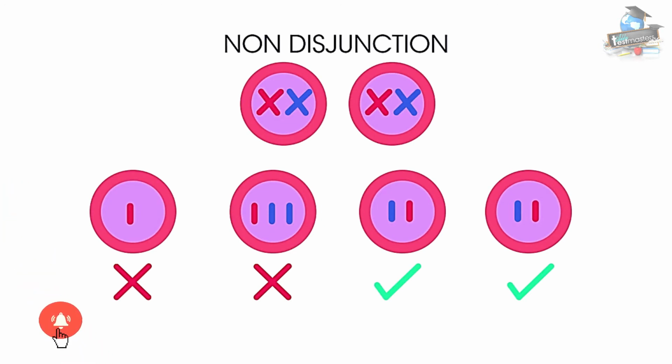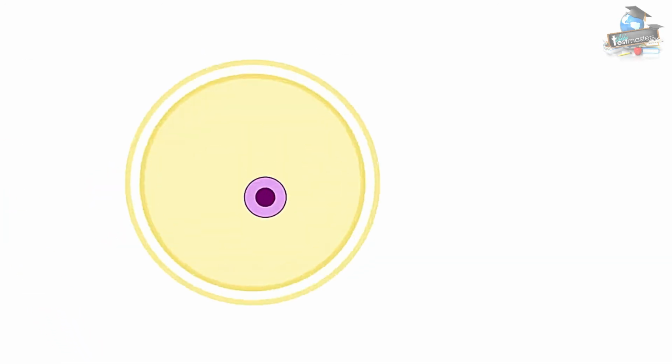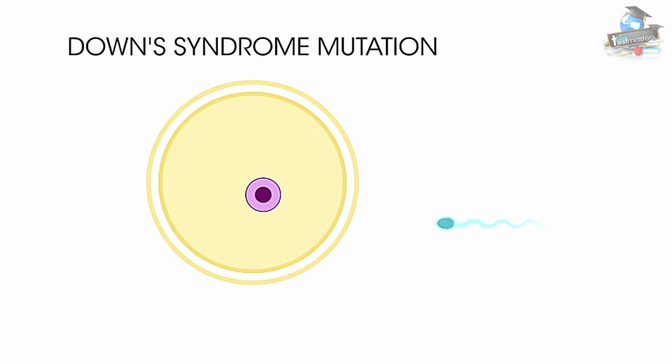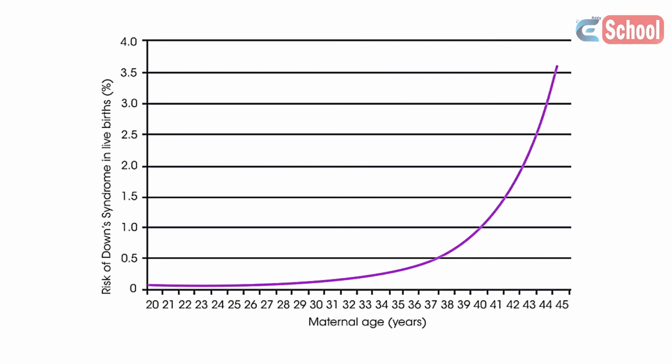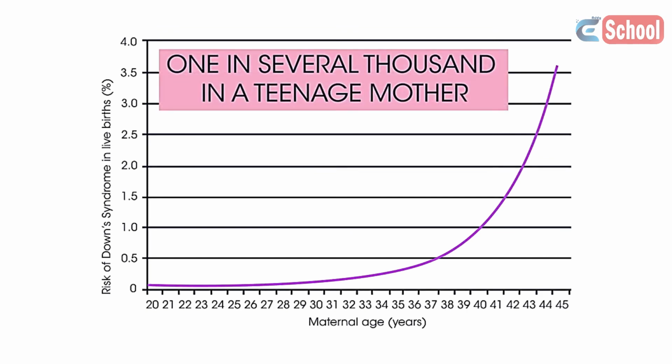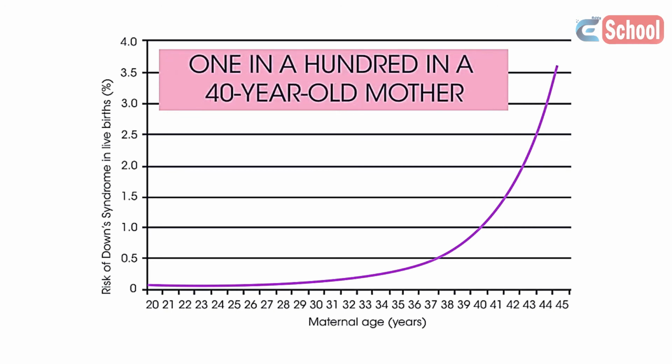The Down syndrome mutation appears to occur in the production of ova rather than sperm, and its incidence increases with the age of the mother. The chance increases from approximately 1 in several thousand in a teenage mother to 1 in 100 in a 40-year-old mother.